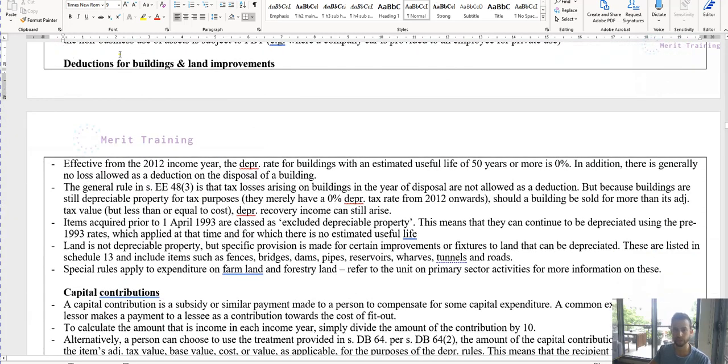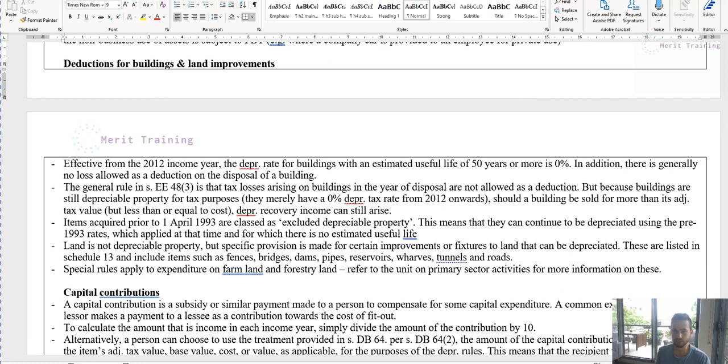Okay, so let's talk about deductions for buildings and land improvements. Effective from 2012, the depreciation rate for buildings with an estimated useful life of 50 years or more is 0%. So you basically can't claim any depreciation for buildings with a useful life of more than 50 years now, whereas you used to before 2012.